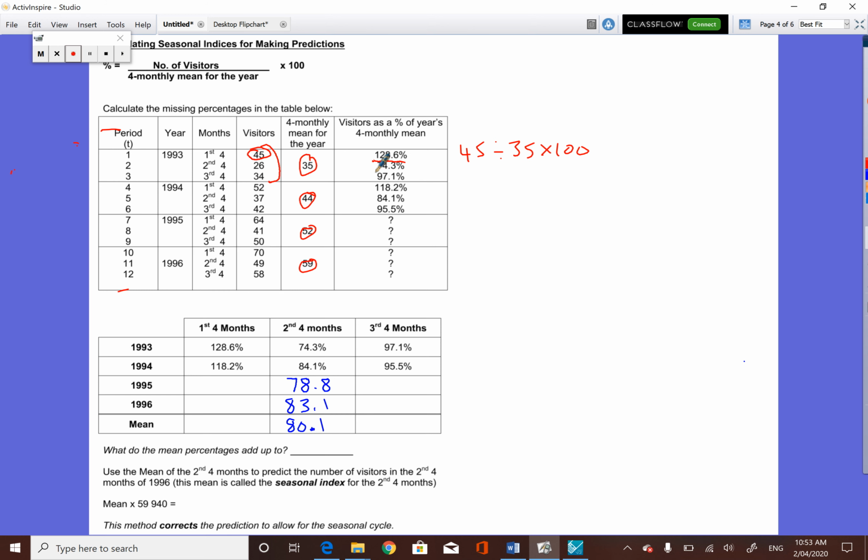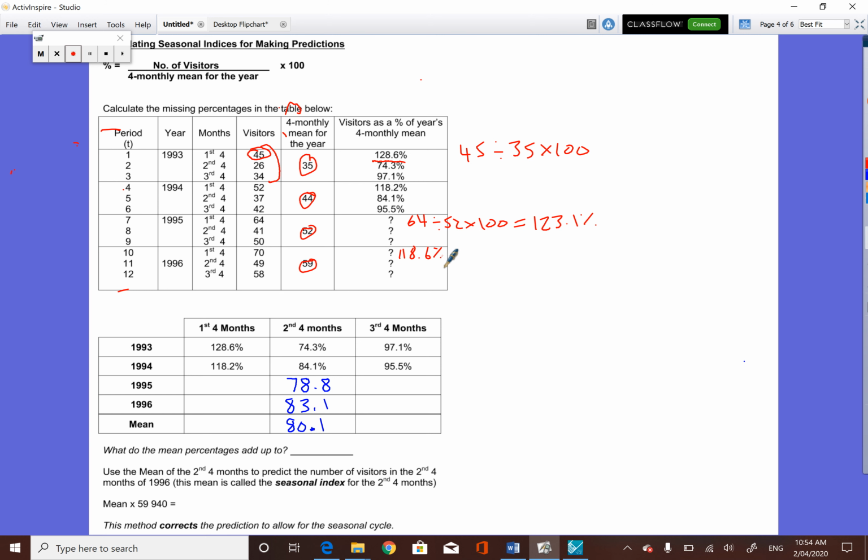So I'm just going to do it for the summer months with some numbers that Mrs. Allen's prepared for me on these solutions, if I can find them. And we go, for example, this one here would be 64 divided by 52 times 100, and then you would get 123.1%. Do the same process again for 1996, and you'd end up with 118.6%.